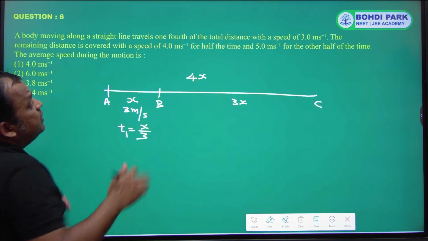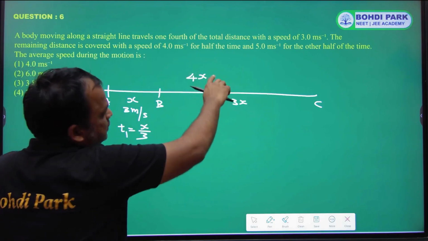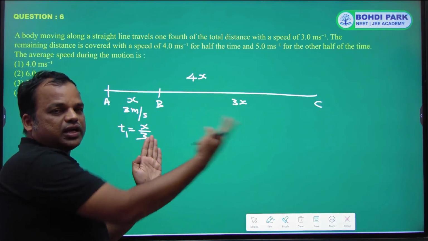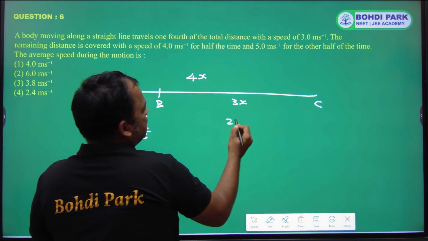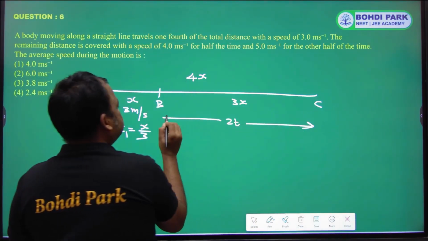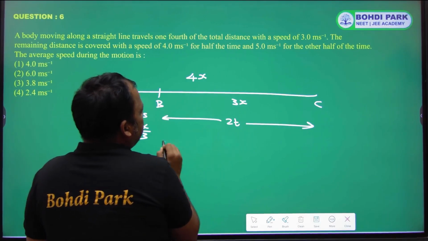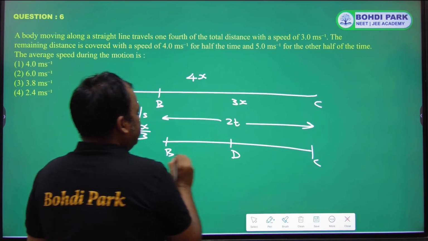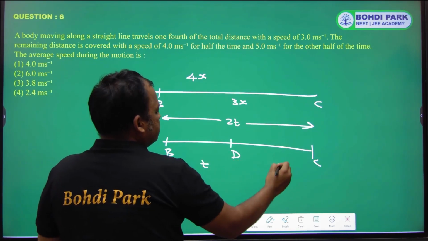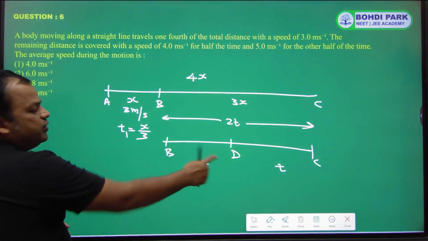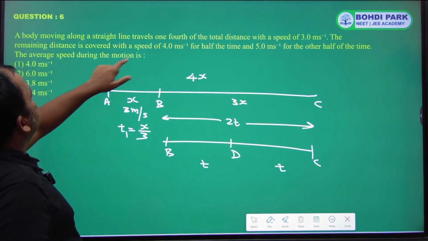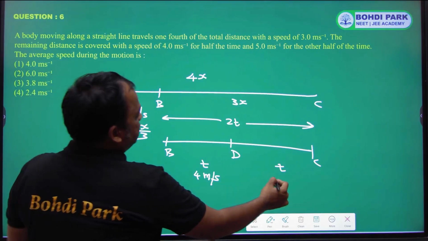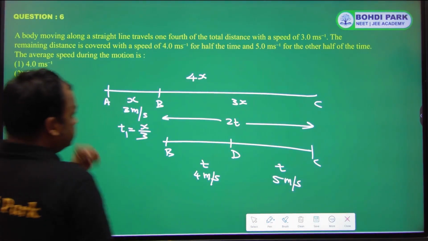Now B to C, we have to consider total time divided by 2. Two time intervals we have to consider, equal time intervals. So suppose B to C total time is 2t. Then there is a point D in between. B to D time taken is t, D to C time taken is also t. And B to D, the speed is given as 4 meters per second. And D to C it is given 5 meters per second.